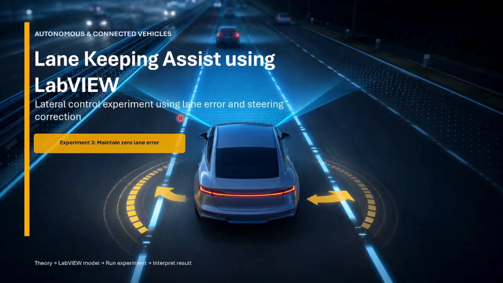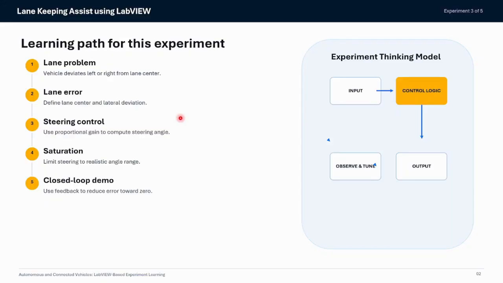Now we discuss the basic theory. Next, we implement the same theory on the LabVIEW platform. So, is the vehicle deviating left or right from the lane center? We want to maintain the vehicle at the center point. If there is a deviation, that is the lane problem, so we have to find the lane error. Then we use the steering control to return to the lane position, which is needed for the steering control. Then saturation. Now we maintain closed loop control.